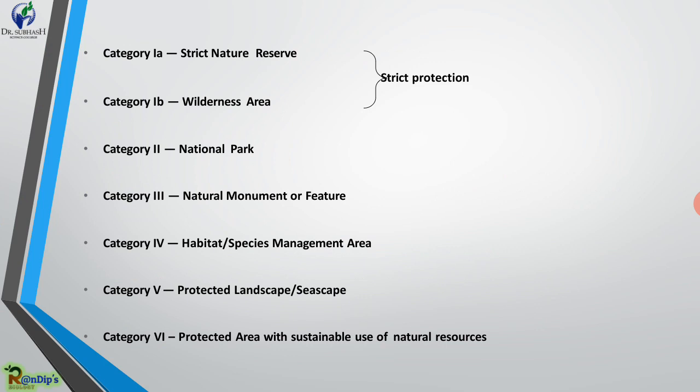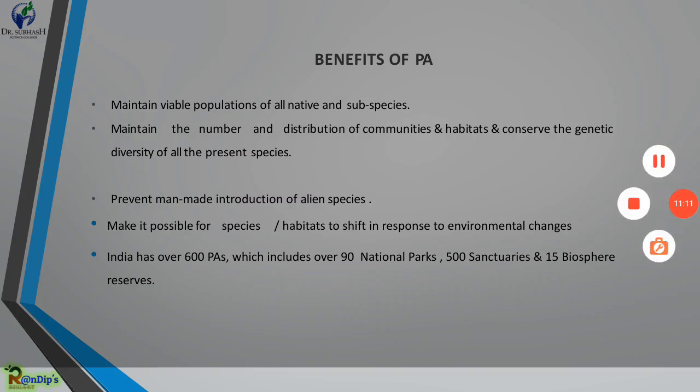Here there are some categories. We discuss strict protection: category 1A and 1B are strict nature reserve and wilderness area, because in these two areas the law is very high. Category 2 is the national park. Category 3 is the natural monument or feature. Category 4 is the habitat or species management area. Category 5 means protected landscape or seascape area. And category 6 is the protected area with sustainable use of natural resources.